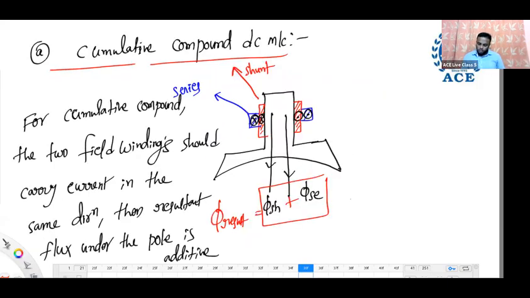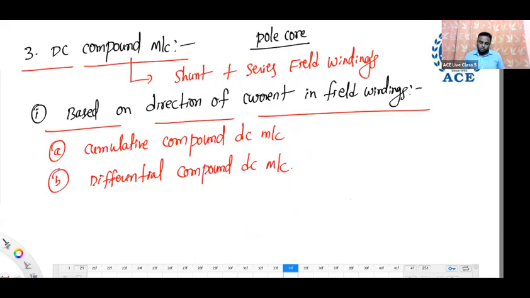So two categories remain. We continue tomorrow. The second category is based on compounding: we have over compound, flat compound, under compound. And the third category is type of connection, how you connected inside, long shunt connected or short shunt connected. So based on that, the two types are long shunt and short shunt.